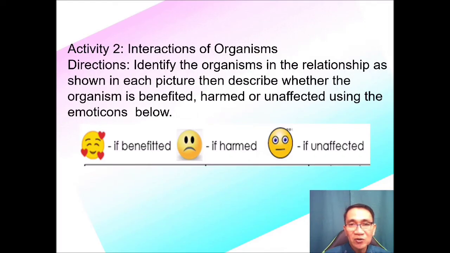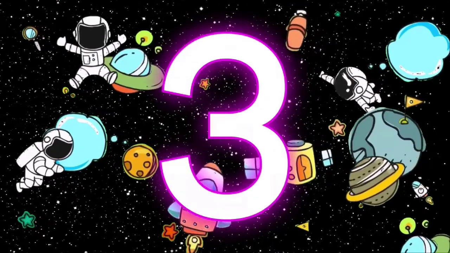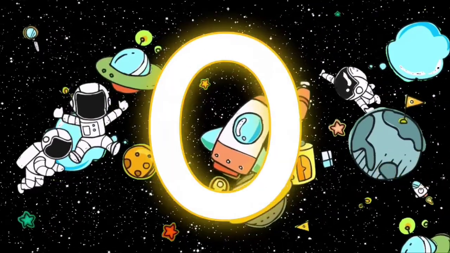In order to have a concrete understanding of the lesson, please answer activity number 2, interactions of organisms. You will identify the organisms in the relationship as shown in each picture, then describe whether the organism is benefited, harmed, or unaffected using the emoticons below. If you're done with your activity, present the outputs and explain how you produced the respective answers.